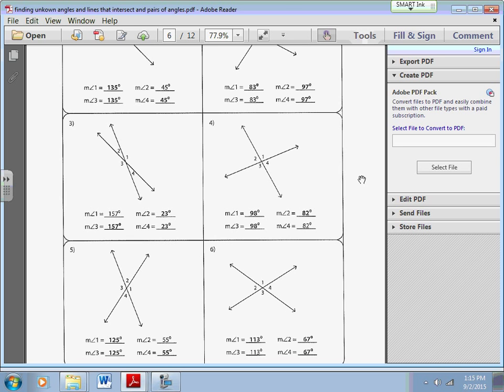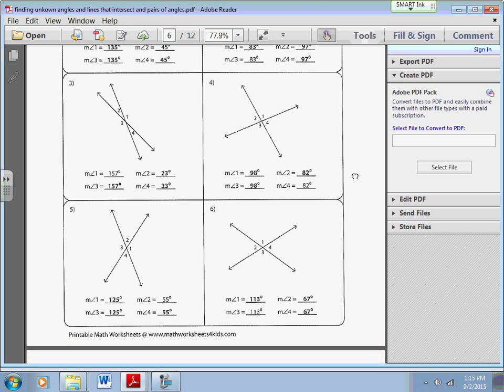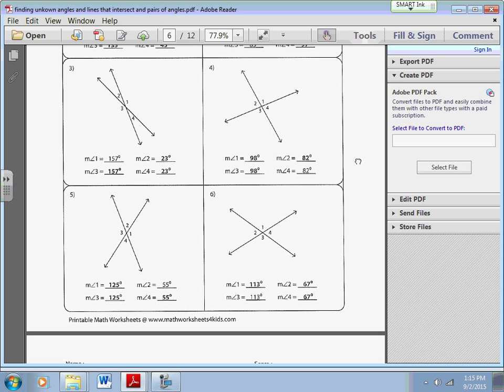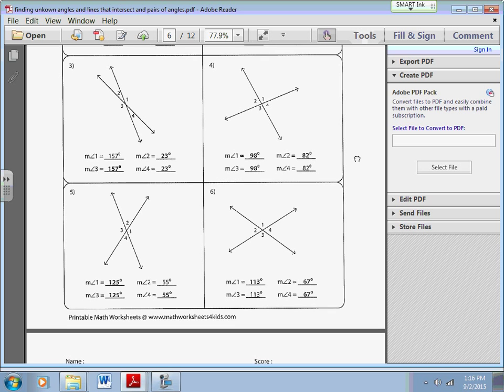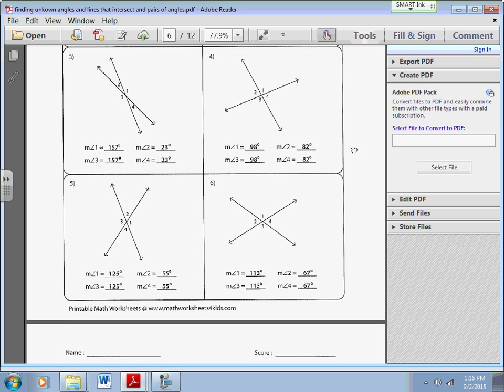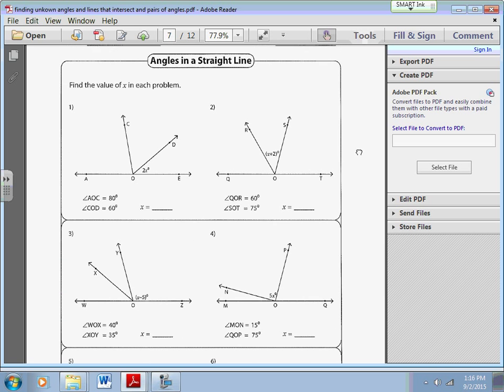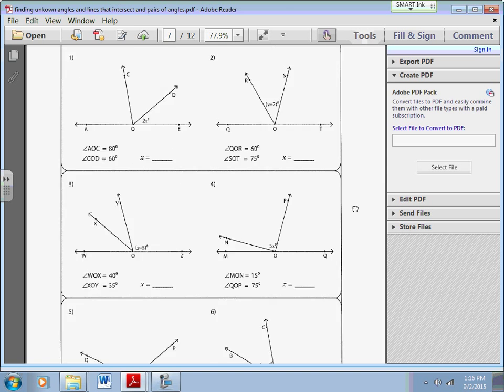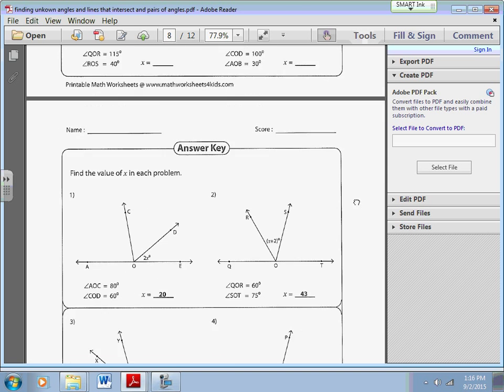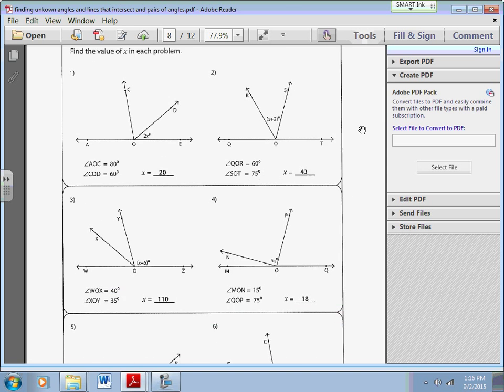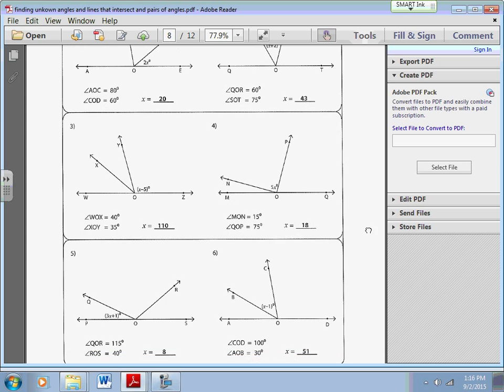Now, I've already posted the video of that last class. If any of you are absent, you need to communicate with me about your absences, okay? Then we went to this page right here, angles of straight lines. Angles of straight lines should always add up to equal 180, okay? And again, we went over those answers. I posted that video up already. There are those answers, okay?